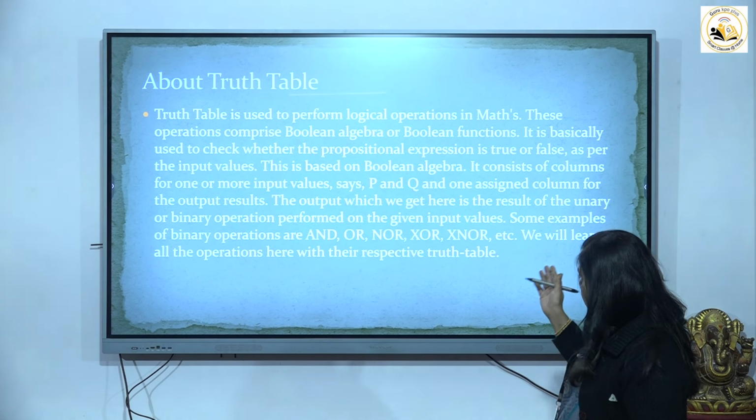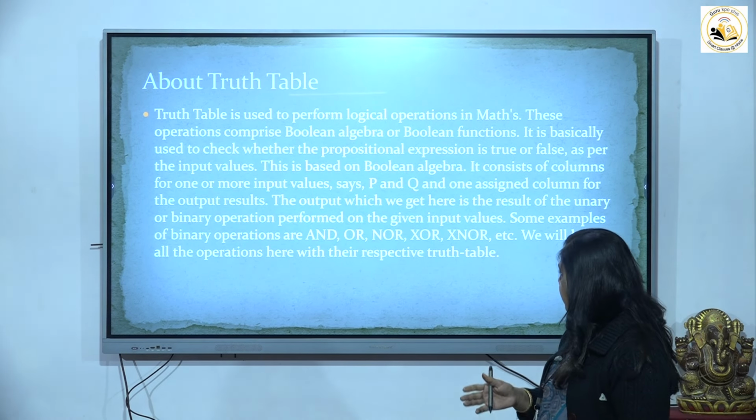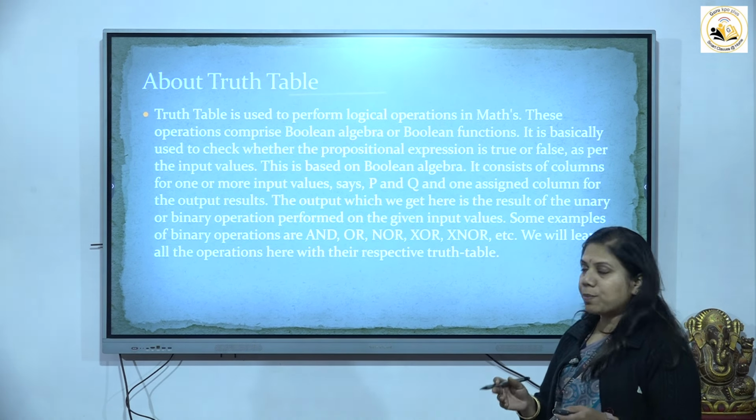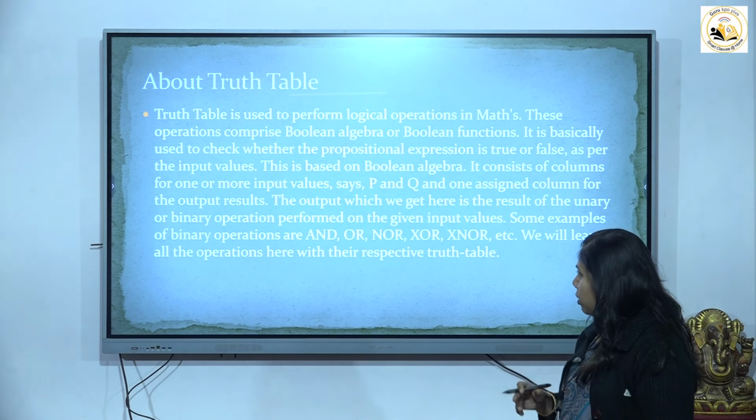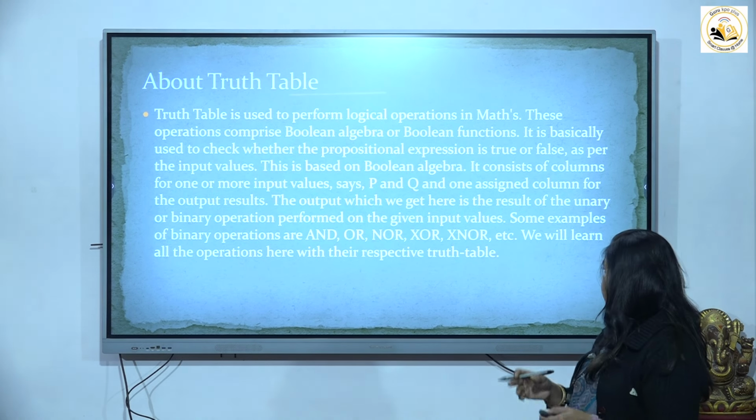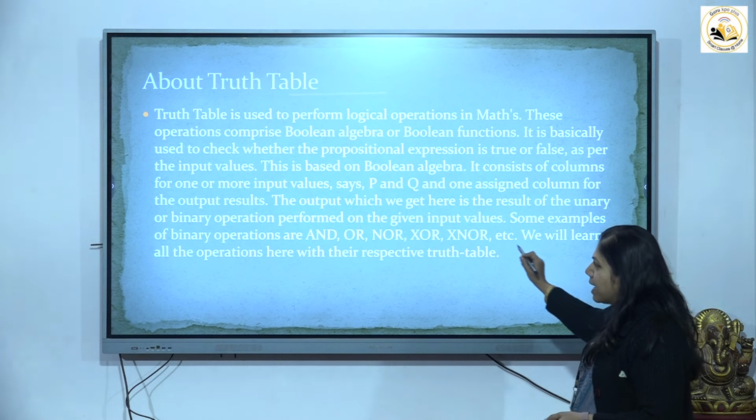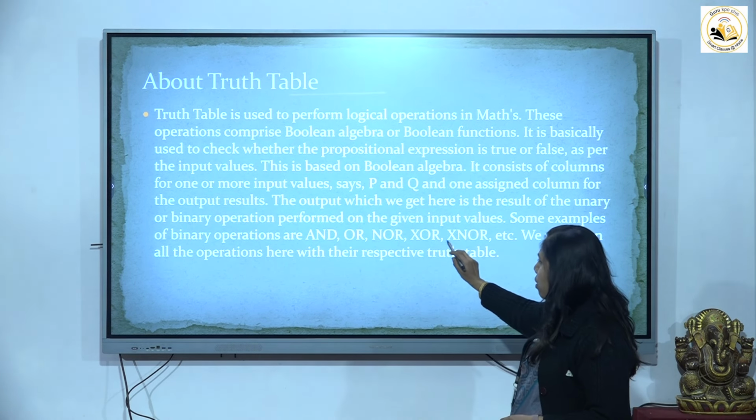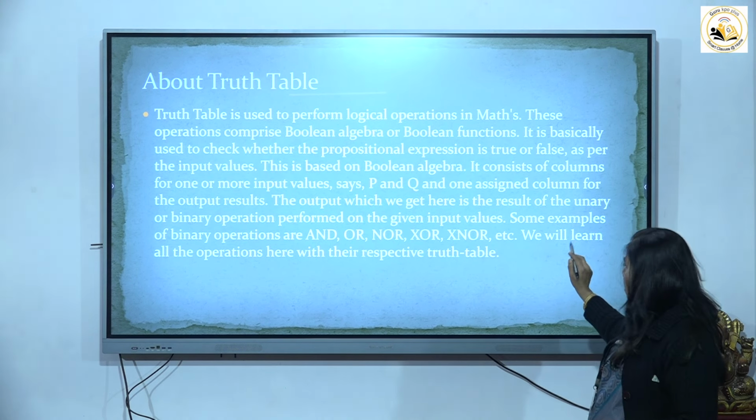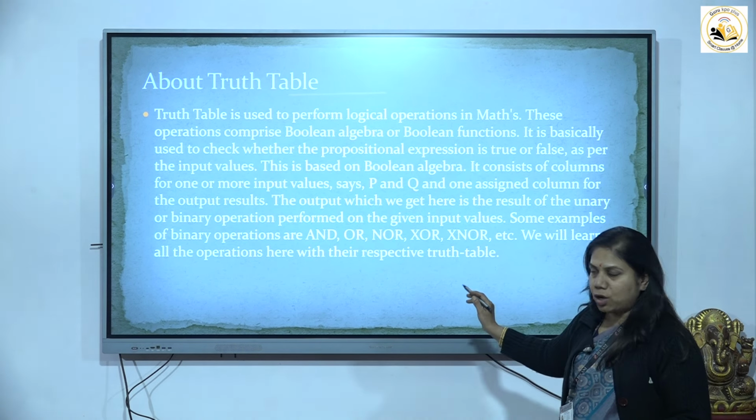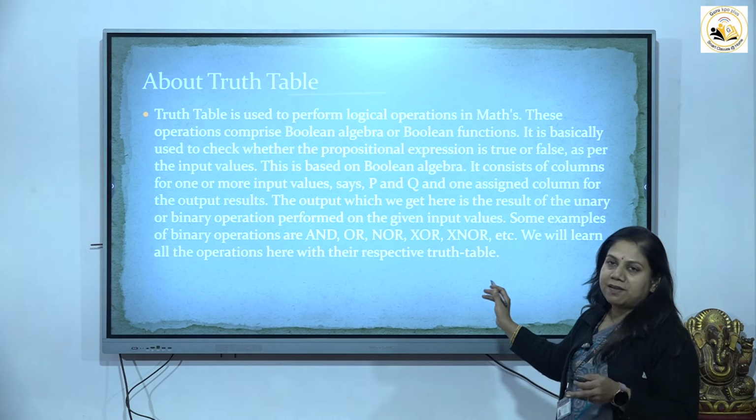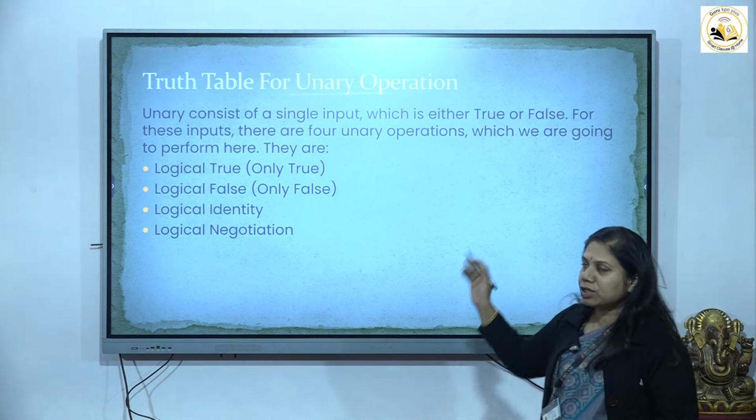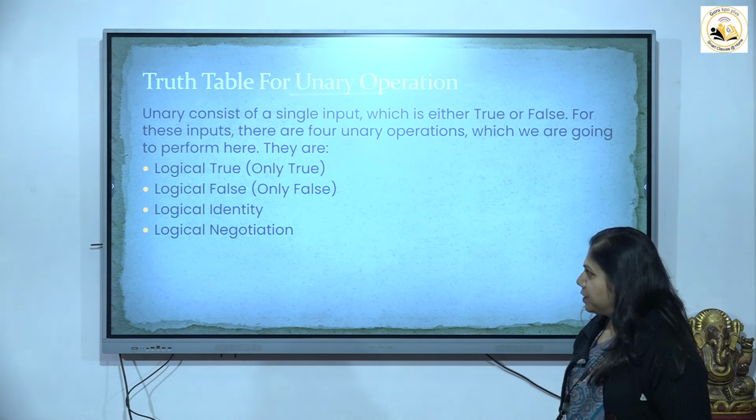Now the output which we get here is the result of the unary or binary operation performed on the given input values. Some examples of binary operations are AND, OR, NOR, XOR, XNOR, etc. We will learn all the operations here with their respective truth tables. Truth table for unary operations.